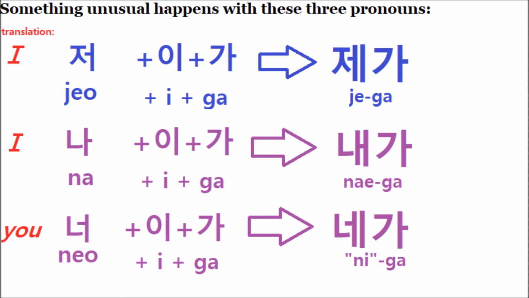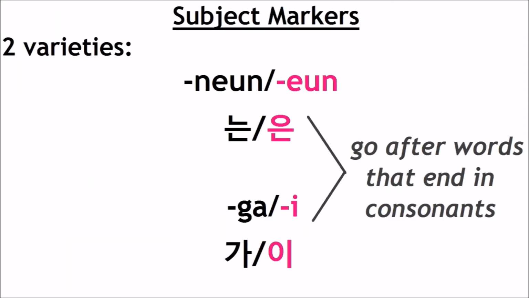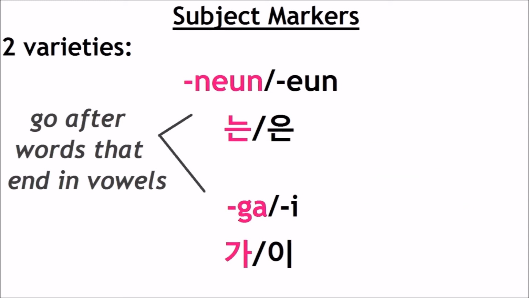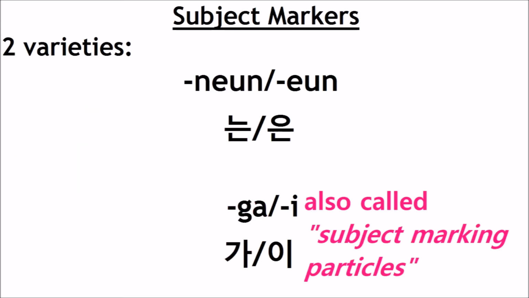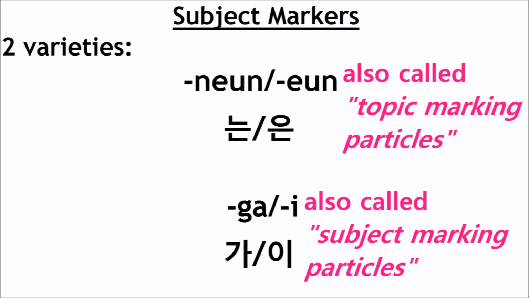And just to make it clear, it is only these three pronouns which get both the e and the ga subject markers. For all other pronouns, nouns, and names, use only the e subject marker if the word ends in a consonant, or only a ga subject marker if the word ends in a vowel. You may sometimes hear e and ga subject markers called subject marking particles, and you may hear nun and n subject markers called topic marking particles.